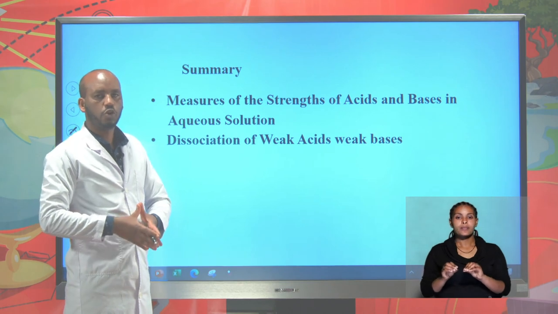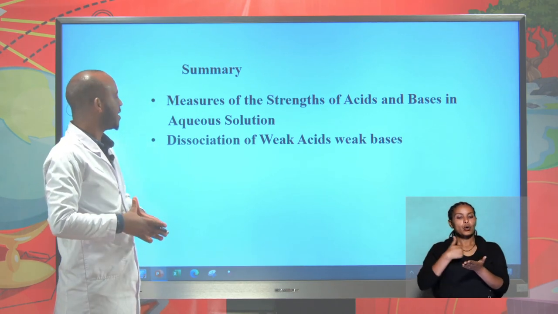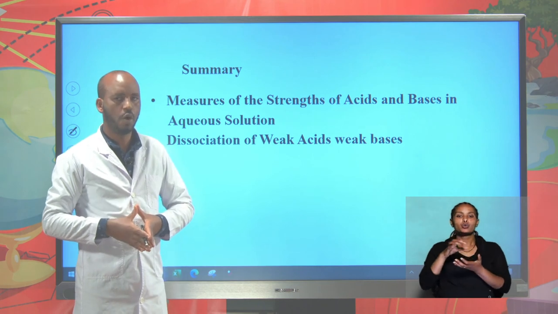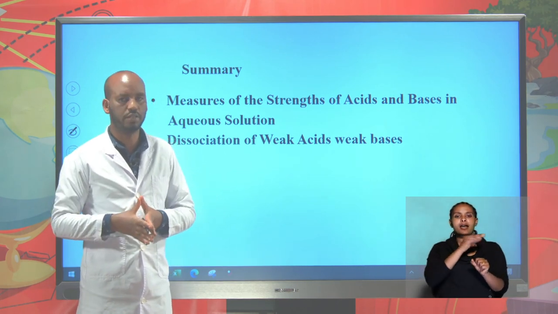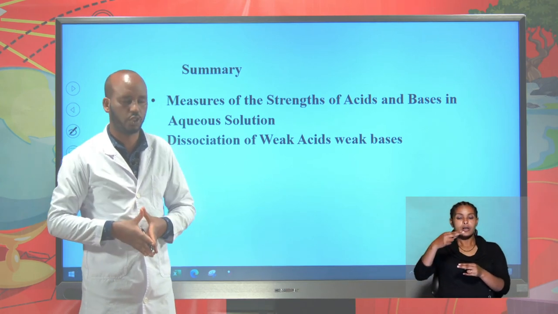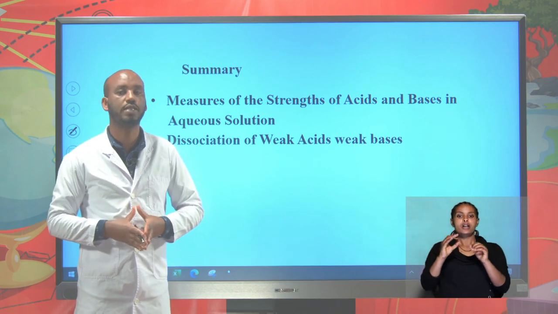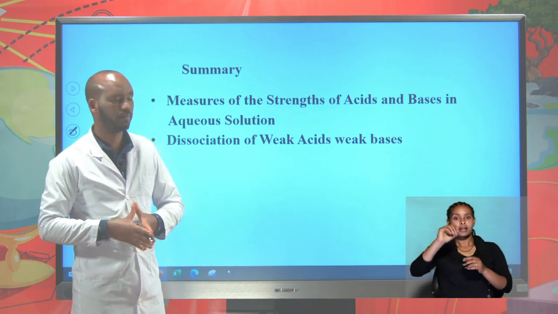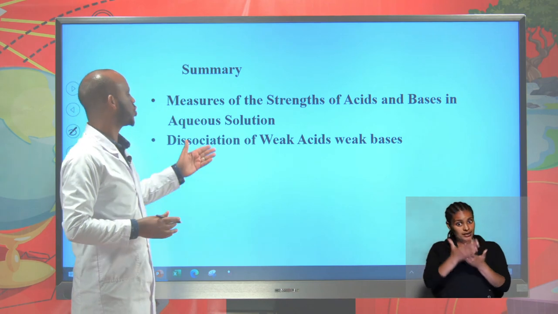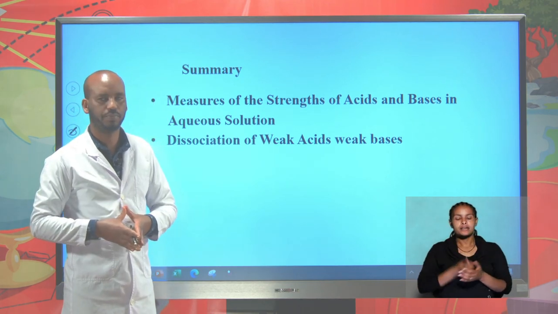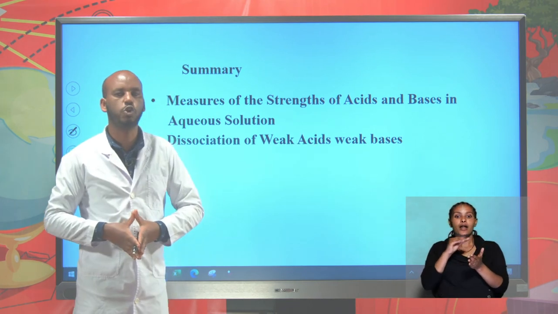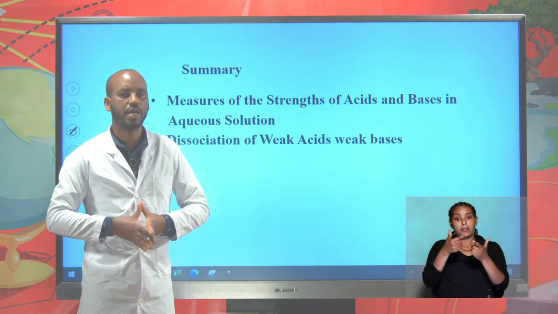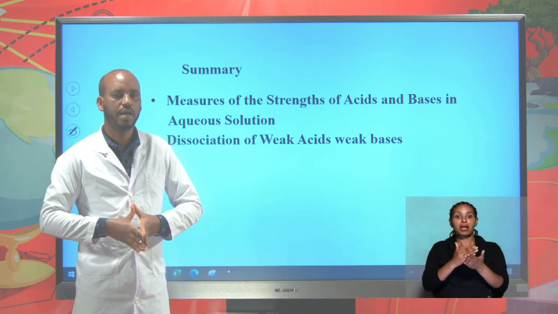Students, in today's lesson, we learned ways of measuring the strengths of acids and bases in aqueous solution. We can measure the strengths of acids and bases using pH and pOH, comparison of dissociation constants of the acids and bases, and using percent ionization. We also discussed dissociation of weak acids and weak bases. Weak acids and weak bases dissociate to a small extent, dissociate partially. This brings us to the end of today's lesson. Until next time, goodbye.